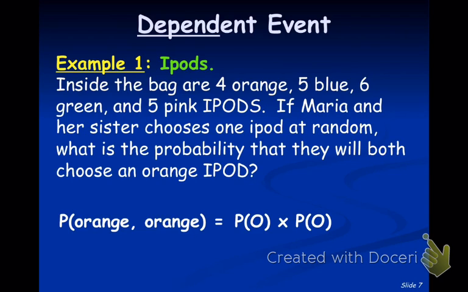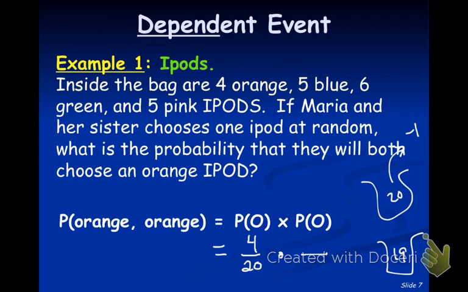So in this case, when we figure out our probability, we're going to go P of orange times P of orange, but the second P of orange has a different probability because the bag has a different amount. At the beginning, there are 20 iPods, and there are only 4 orange ones to pick from. And then we're going to multiply this by the new amount. Once the first iPod has been removed, so let's say this is a bag, there's 20 in here, one is removed. So now there are 19 in the bag, so we make sure that our new probability is out of 19.